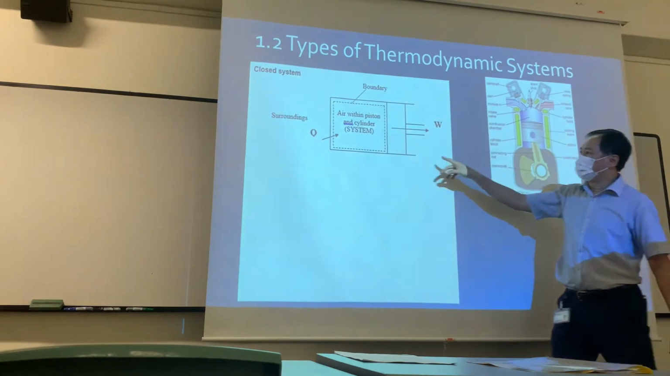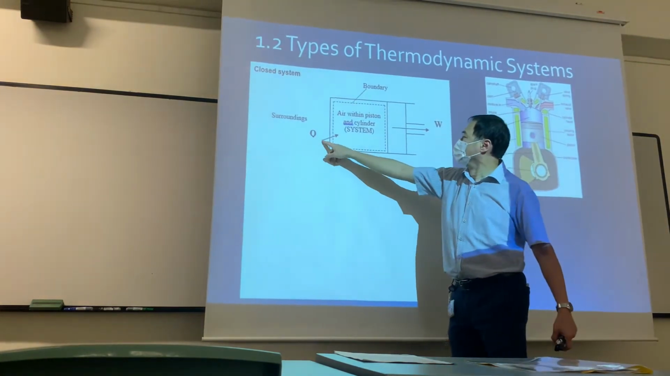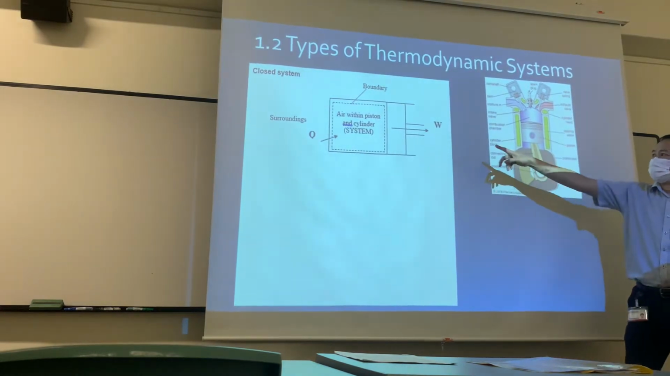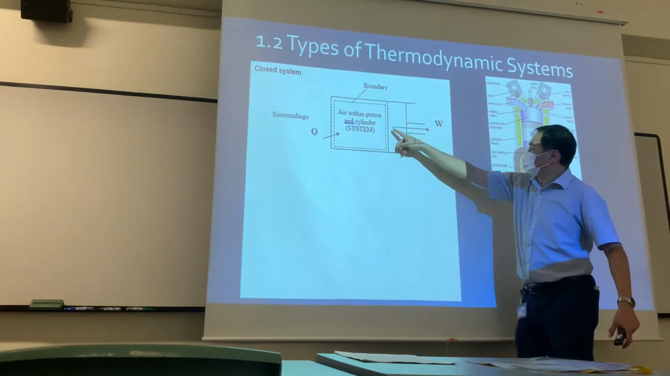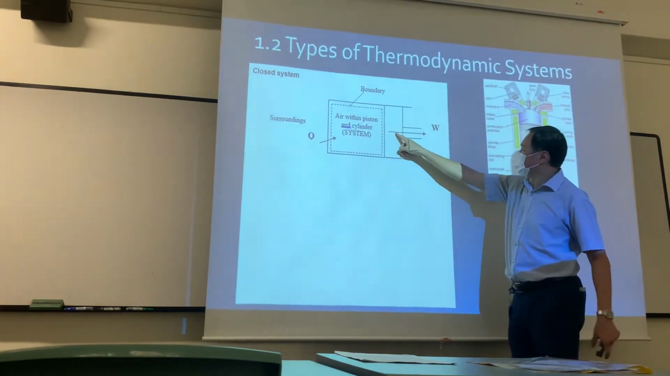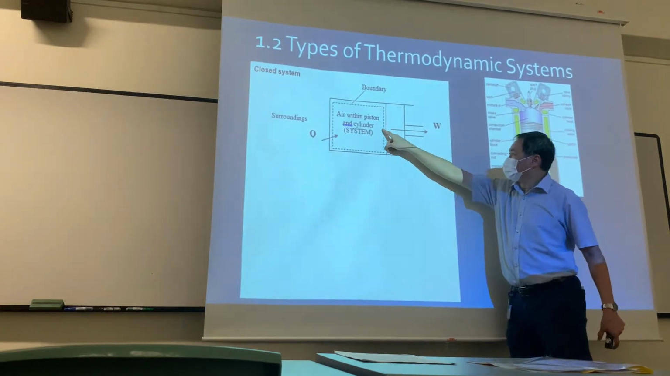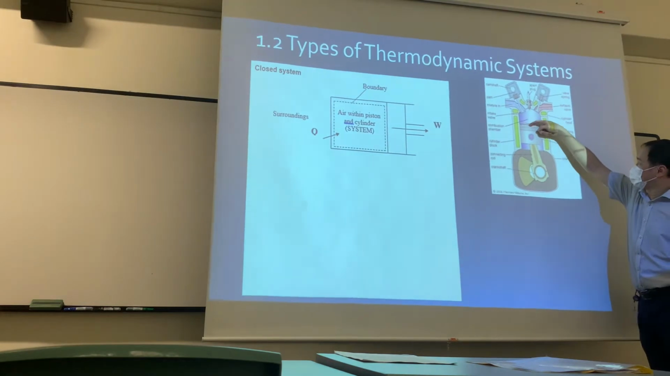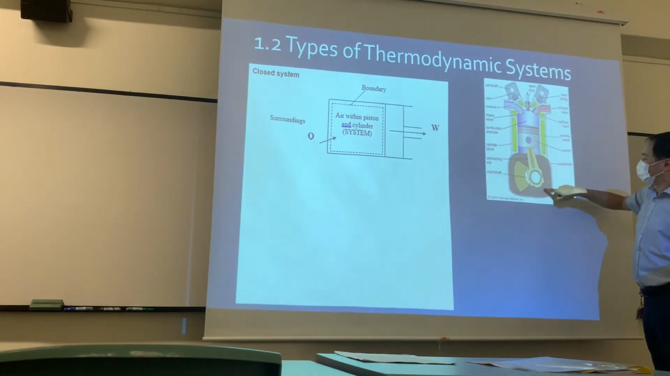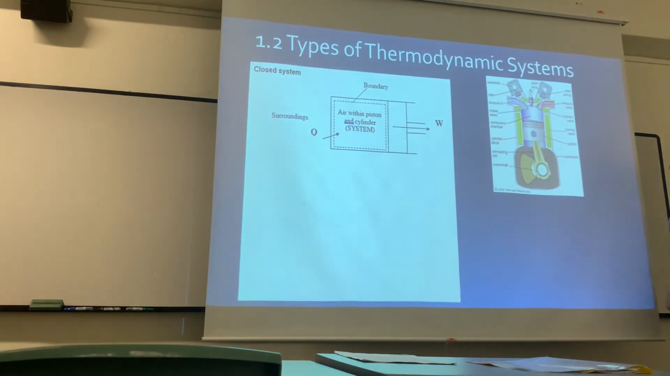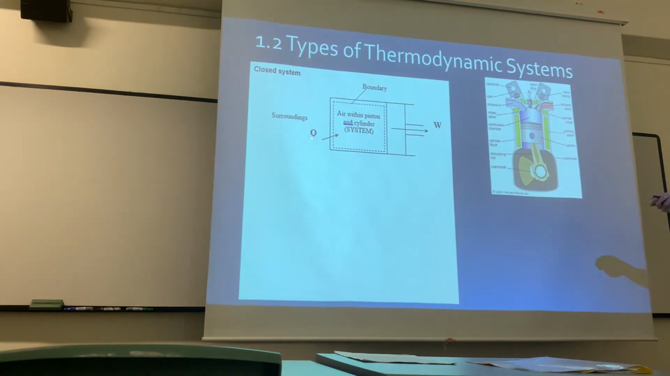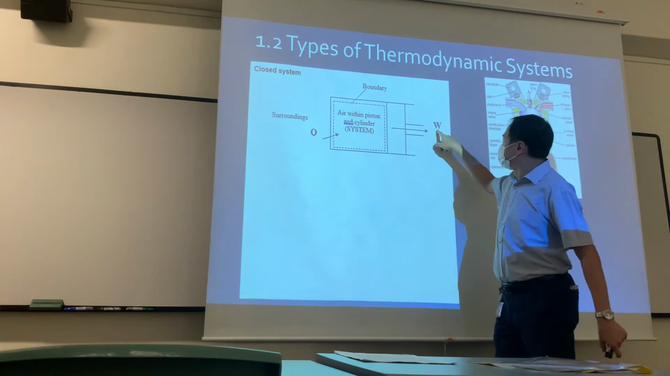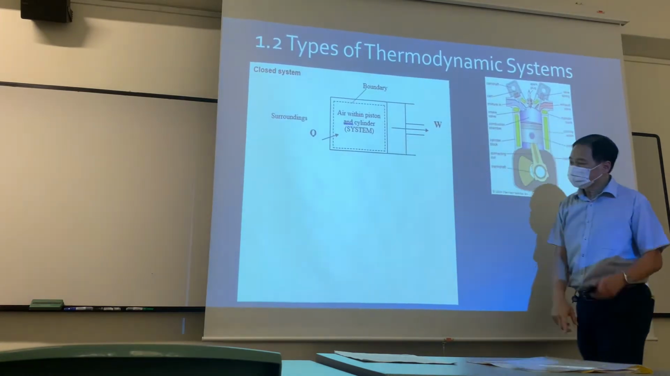When the air is subject to heating, the air temperature will increase and the pressure increases, so you do work by expanding, and the work is transferred across the boundary. It is like you push the piston down, so it crosses the boundary and causes the crankshaft to run. So heat energy can cross the boundary, and work can also cross the boundary.